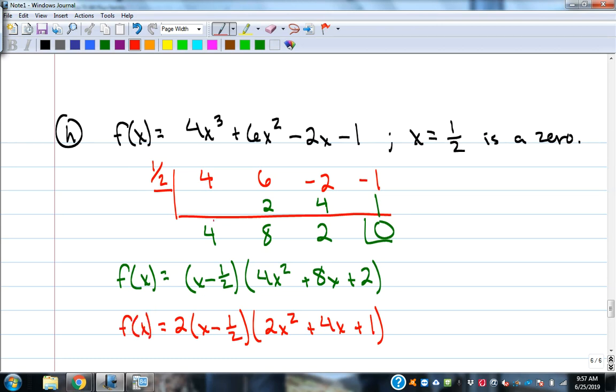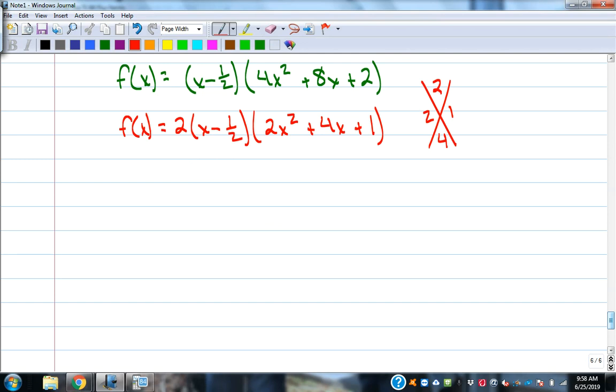And then I'm going to look to see if I can do the X method. 2 times 1 is 2. Add to be 4. 2 and 1 are my only options, and that only adds to be 3. So it doesn't factor again. So that tells me, hey, I've got to do the work to do quadratic formula for that.